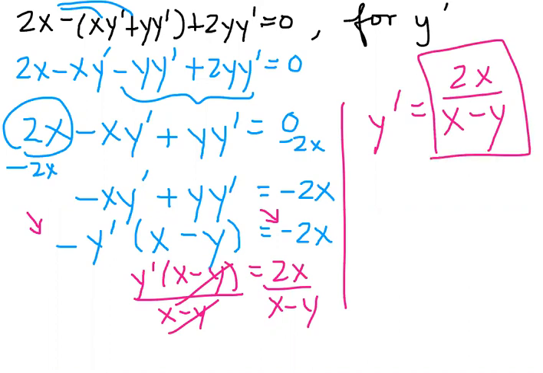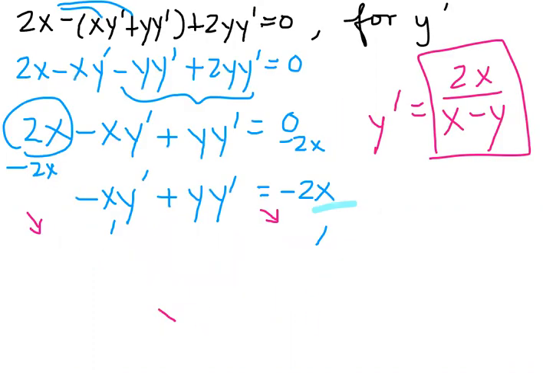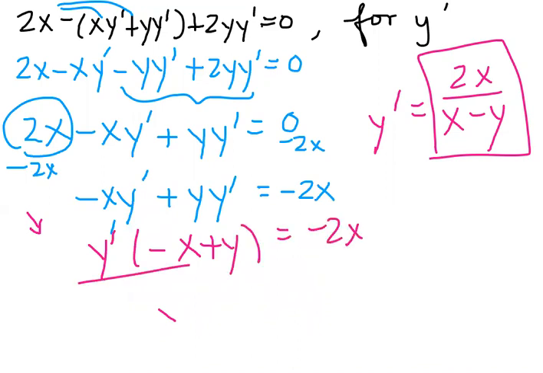I do want to go through and just address the fact that had you not factored out the negative, what that would have also looked like, or could have looked like. So if we go back to this step and just factor out the y prime, and you're left with a negative x plus y equals a negative 2x. If you divide by negative x plus y, you get a similar answer, but everything has a different sign.